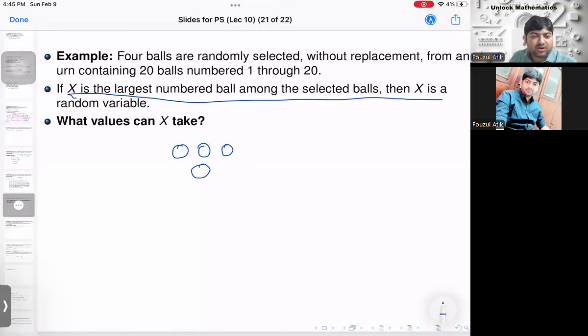Even if you have taken the first four balls as 1, 2, 3, 4, the maximum number is at least 4. So X can take the value 4, then it can take 5 or 6, any value up to 20.